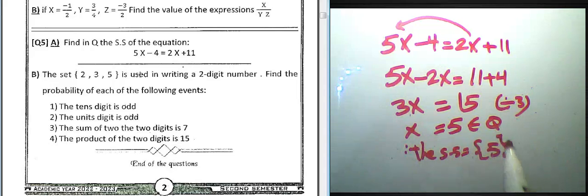Equal 5. Okay, understood. Okay, question letter B.